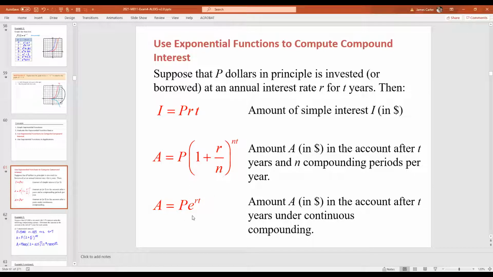This one is what they call continuous compounding. The amount you end up with is the amount you start with times e to the interest rate times the number of years. That one's actually very simple to use, much easier than this compounding version.